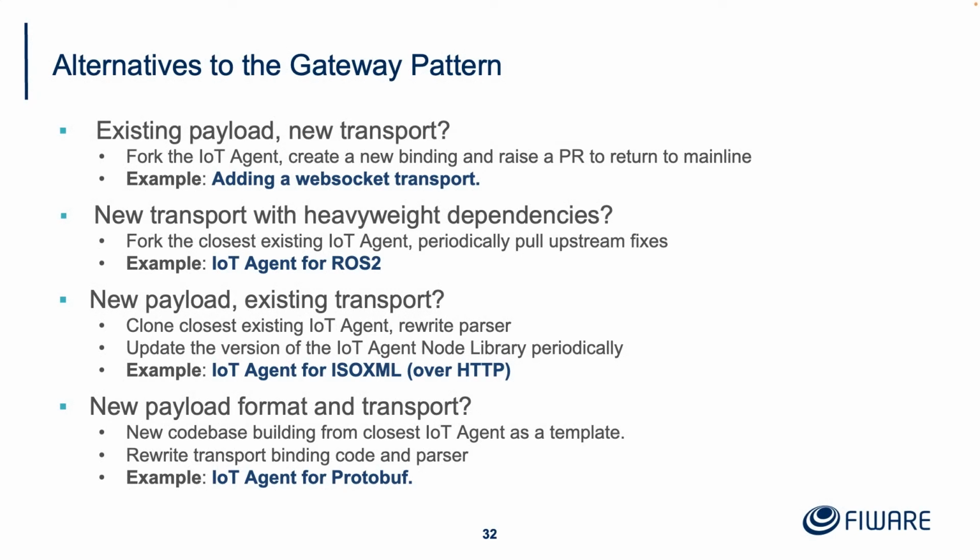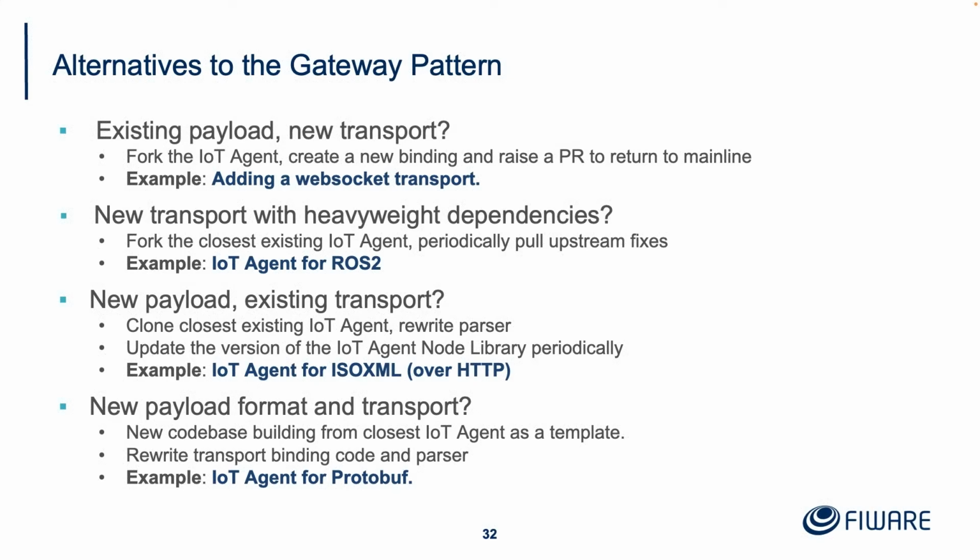If, however, you have a new transport which has got heavyweight dependencies, and this is the case for the IoT agent for ROS2, where you may want to bundle in additional definitions of messages, for example, it's not going to be accepted as a PR directly because not everyone wants to have a massive bloatware IoT agent. Then you need to shadow. You can fork the existing IoT agent, periodically pull in their upstream fixes, but keep your stuff separate.